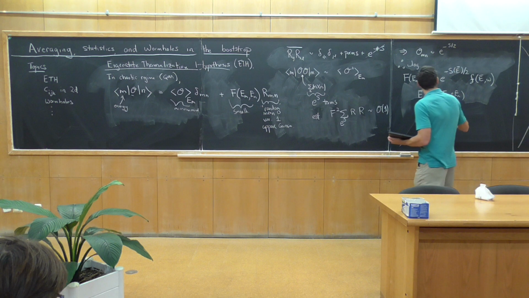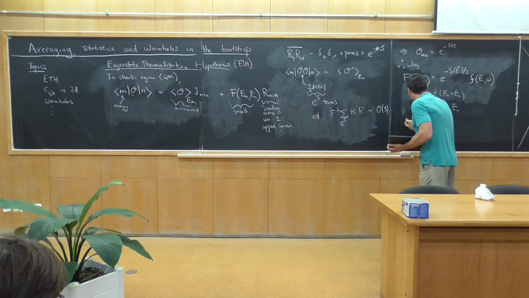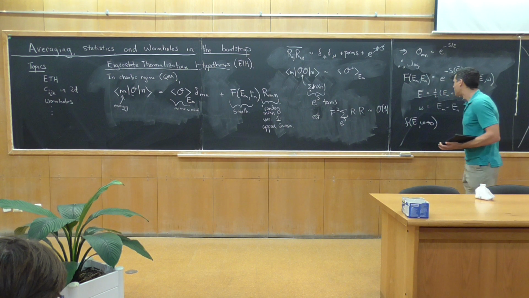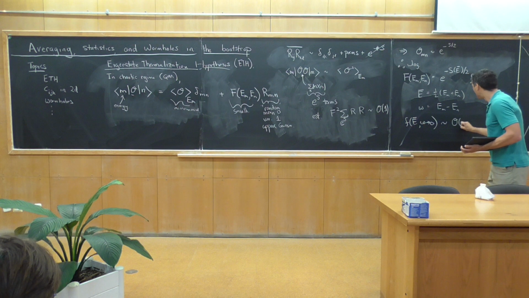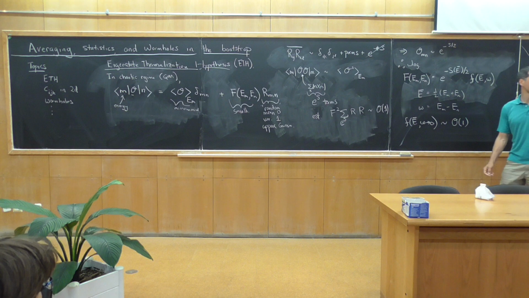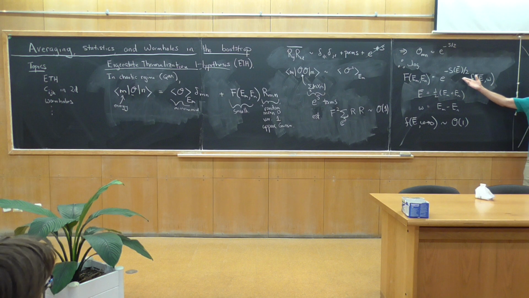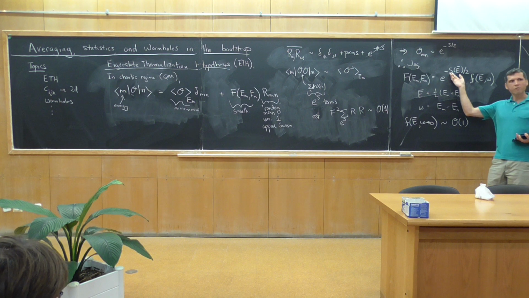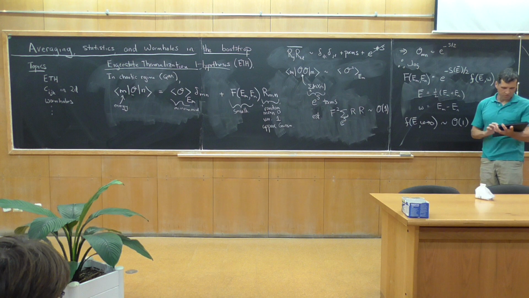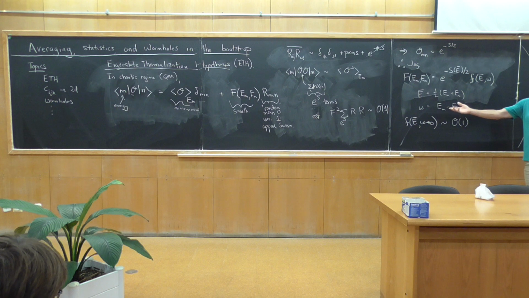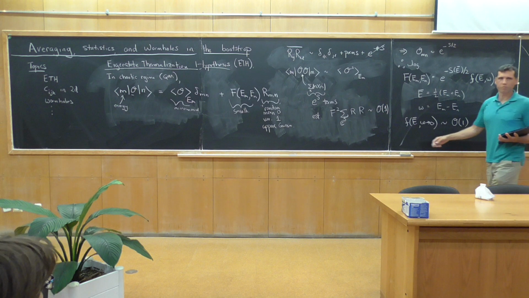The non-trivial content here is that f of e bar omega for omega near zero is order 1. That is, that it doesn't compete with this entropic suppression at low frequencies. If you go to high frequencies, then this is moving off the dominant terms in this sum, and typically this term here is going to be exponentially suppressed at high frequencies.